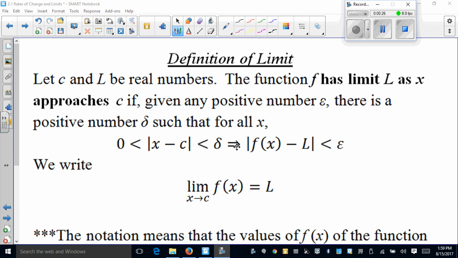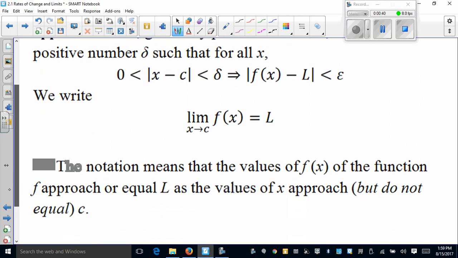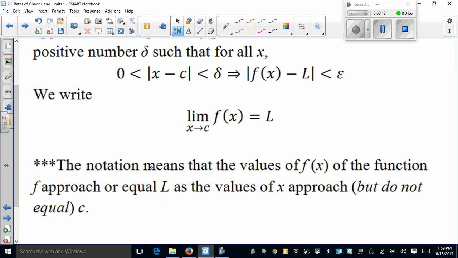You take this class in college and they will go over this with you. For us, we do not have to have it. The main thing they're saying is that the notation means that the values of f of x of the function f approach or equal L as the values of x approach, but do not necessarily equal, C.